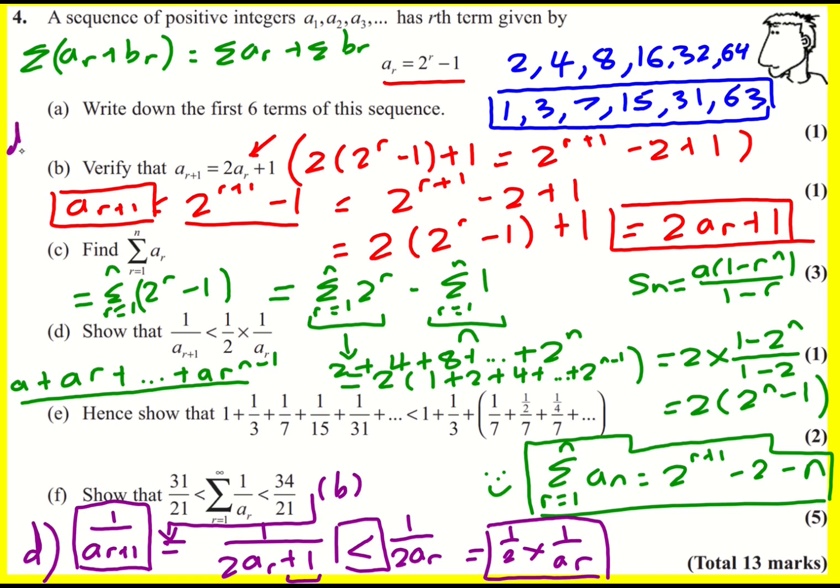One other way of proving D is to start with B and say that, well, because A_{r+1} is 2A_r plus 1, then it must be greater than 2A_r. And now if I divide by A_{r+1} and divide by 2A_r, then I'll get 1 over 2A_r is greater than 1 over A_{r+1}. We can do this because we know that the sequence is strictly positive. And from that, we can also get the same expression.